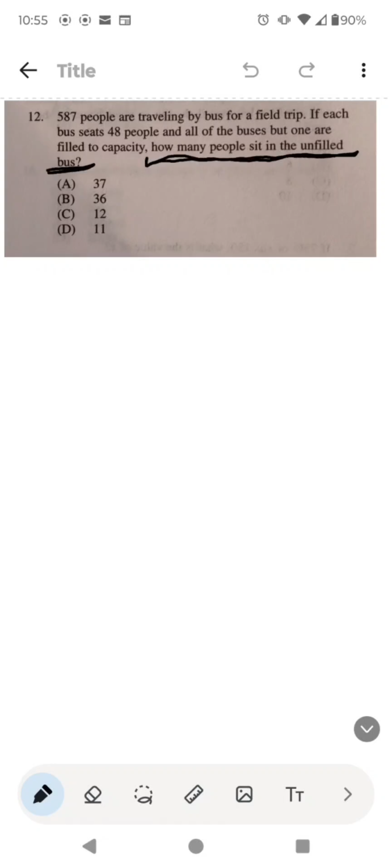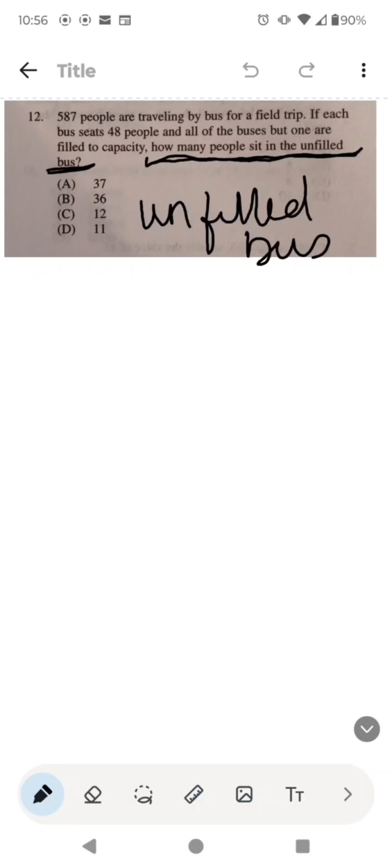So I'm trying to determine the unfilled bus. I want the bus that's not all the way full. Stop it. That's not all the way full, okay? Stop it. Oh my goodness. I want the bus that's not all the way full.